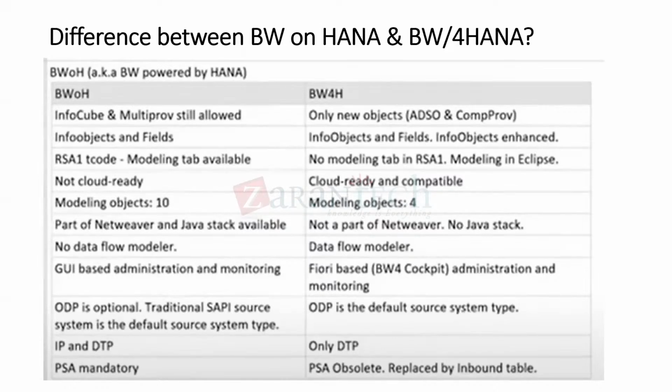We will go through all the objects one by one, so it is good. And as I said, we don't have a modeling tab in RS7. We do modeling in Eclipse. So especially for Rupa and Rakesh, you might be aware by now that we can't do modeling in RS7. The RS7 T code is still available in BW for HANA, but the modeling tab is missing there. Okay, you can't do modeling.